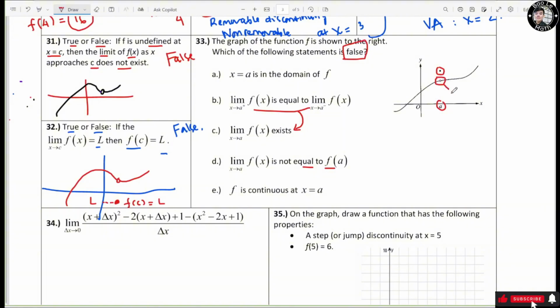This is the limit of the function f(s) when s approaches a, and this one right here is f of a. They are different. Now, answer choice E. The function f is continuous at s equals a. It's not continuous, because the limit of f(s) when s approaches a is not equal to f of a, by the definition of continuity. The function f is not continuous at s equals a. So the answer is E.